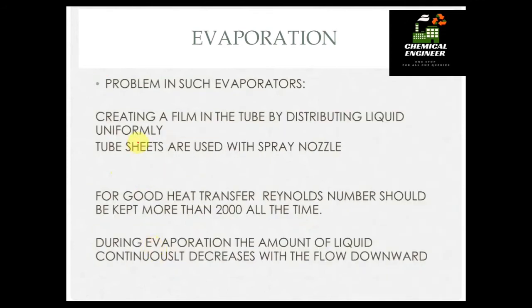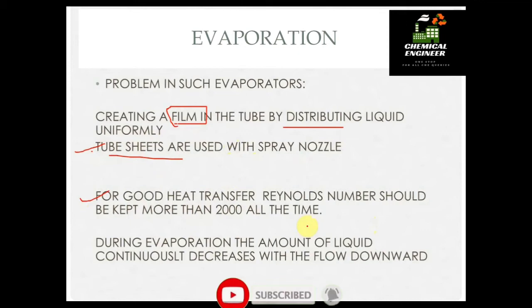So the problem in this type of evaporator is that we are unable to form or distribute the liquid so that films cannot be created properly. So this is the problem in this type of evaporator. A spray nozzle is extra equipment that is used here along with the tube sheet. For good heat transfer, the Reynolds number on the tube side is to be kept more than 2000, that is, it should be turbulent flow.